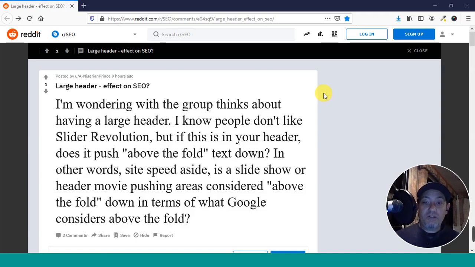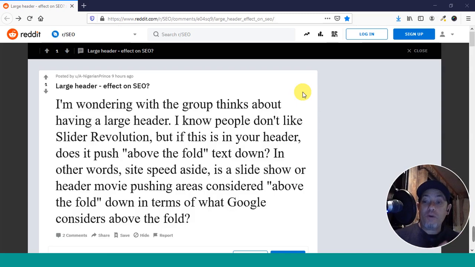This is about large header images, what we sometimes call hero images. They're usually full width. Sometimes they take up the whole space of the screen, the full height of the screen. Sometimes they're almost the full height of the screen.